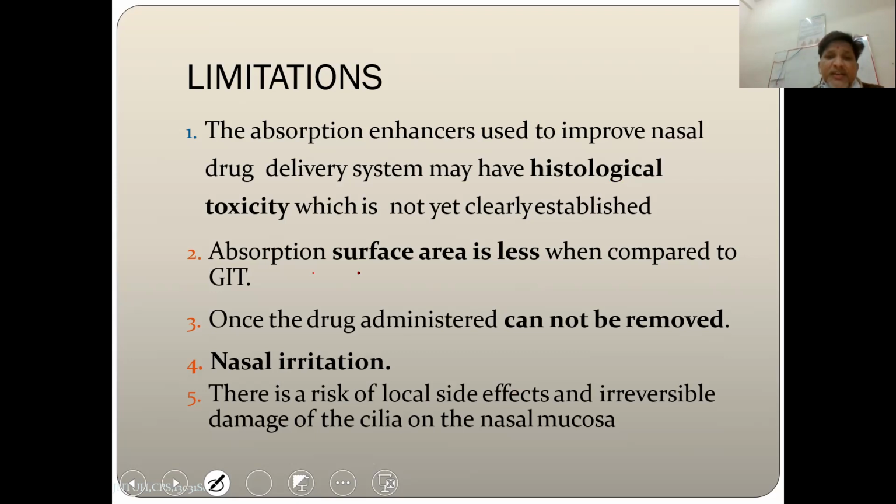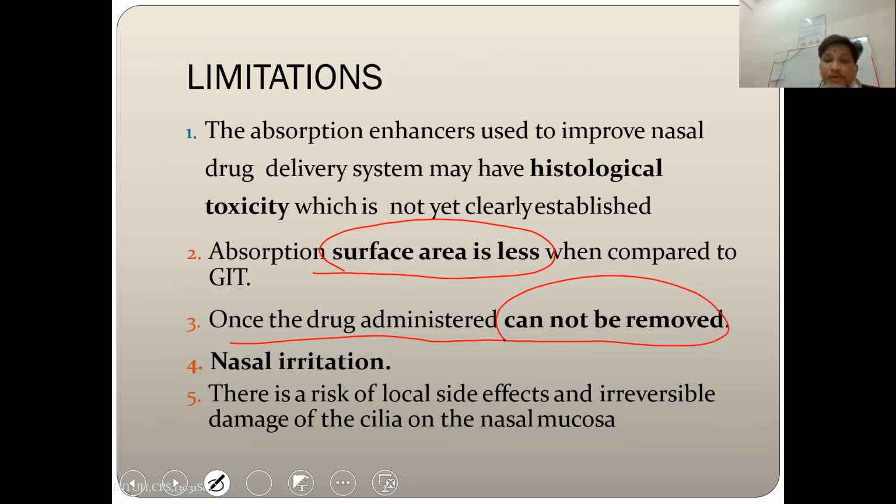Apart from that, you can use the nasal cavity mucosa, but not so much nasal surface area is available. As with rectal drug delivery, the nasal mucosa available for drug absorption is relatively small. So the amount of drug which can be introduced through the nasal cavity is also limited. Also, once the nasal drug is given, it cannot be removed, because it is a quick method of drug absorption, and it quickly goes into the CSF circulation. The drug may also cause nasal irritation, and sometimes it can cause irreversible damage to the cilia of the nasal mucosa.